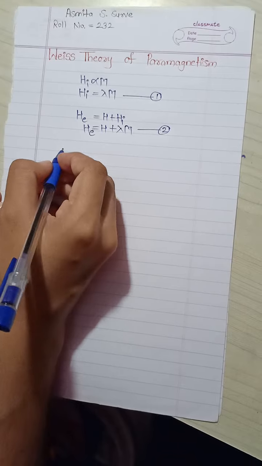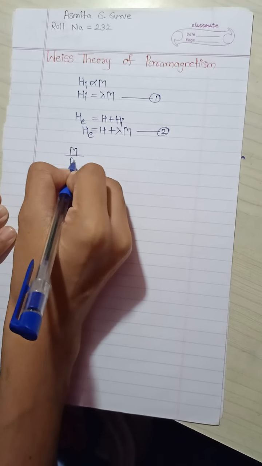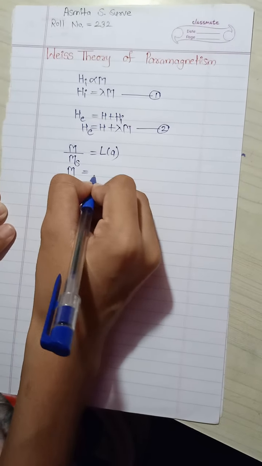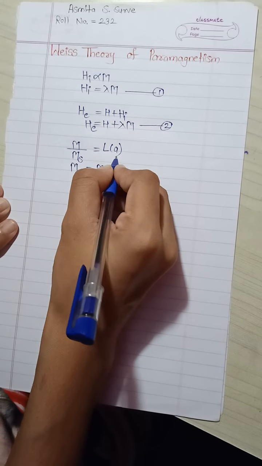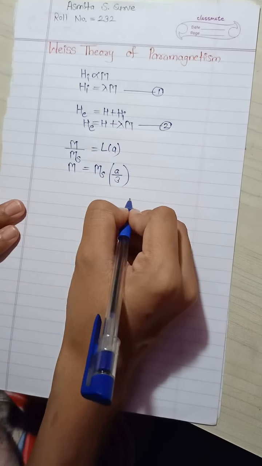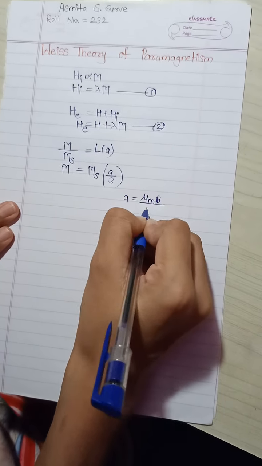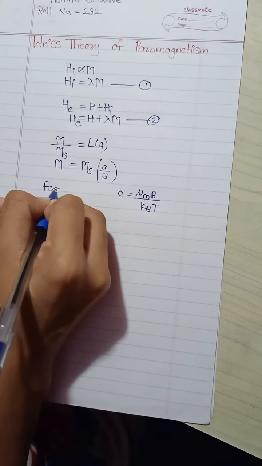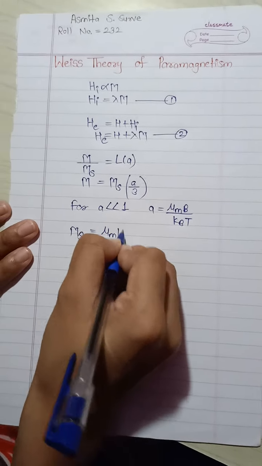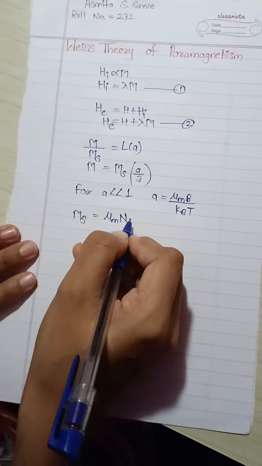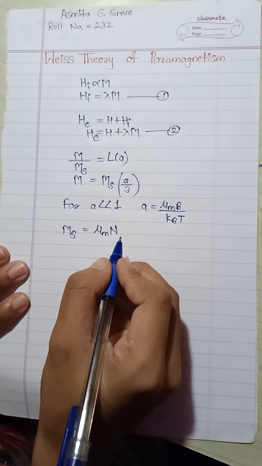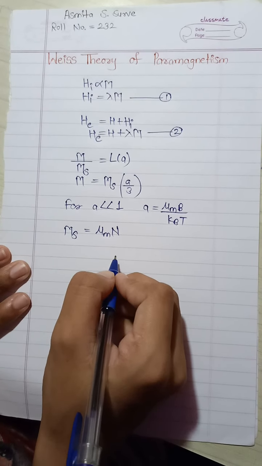According to Langevin's theory of paramagnetism, we know the magnetization upon saturation magnetization is equal to the Langevin's function. Rewriting this equation, M is equal to M_s L(A), where the Langevin's function is equal to A by 3, where A is equal to mu_m B upon k_B T, for A less than 1, and saturation magnetization M_s is equal to mu_m n. The factor mu_m n is called the magnetic moment per unit volume when all the dipoles are aligned in the direction of the magnetizing field.